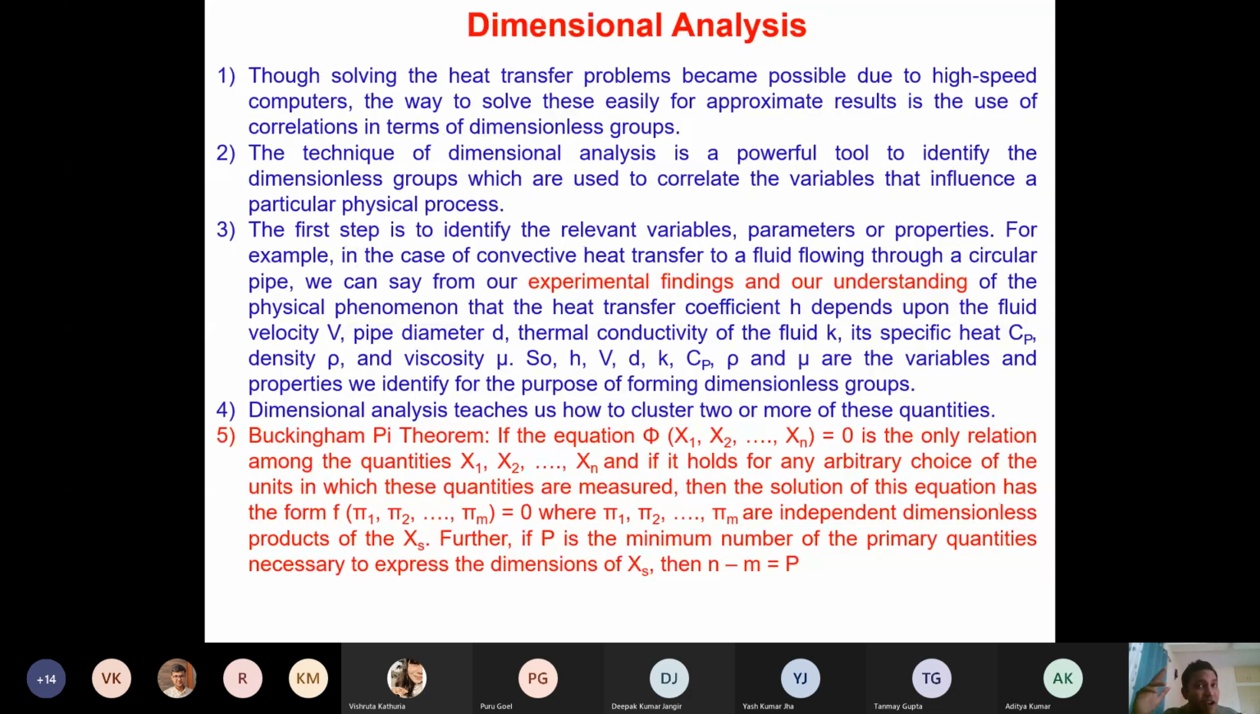First step is to identify the variables, parameters and properties. Second step is to identify how many dimensionless groups are going to be there. Third step is to identify these dimensionless groups using the Buckingham Pi theorem. And the fourth step is performing the experiments. If you have the experimental data, then you want to correlate your experimental data in terms of these dimensionless groups. That is what the procedure is.